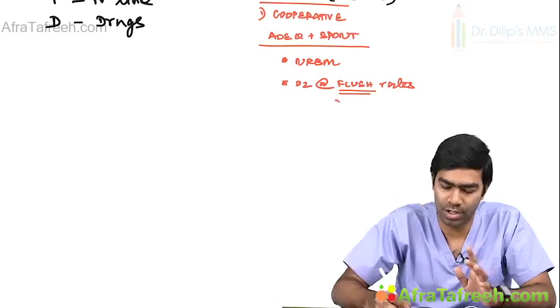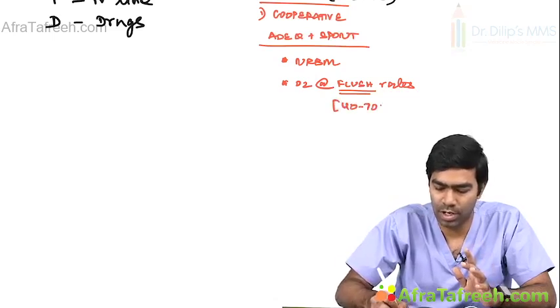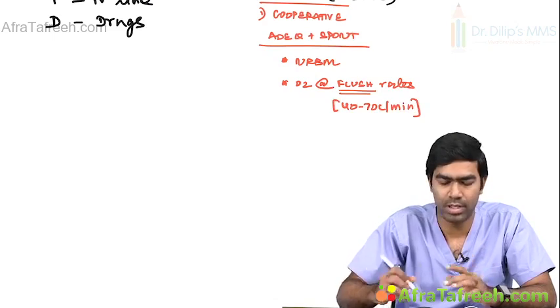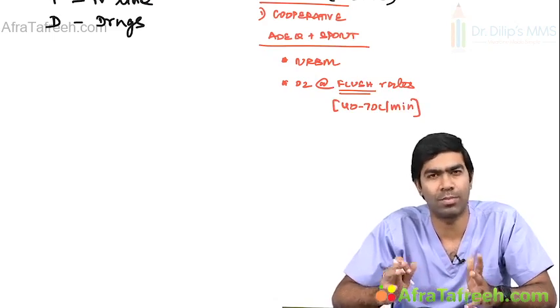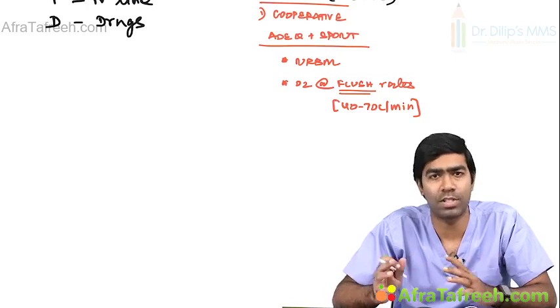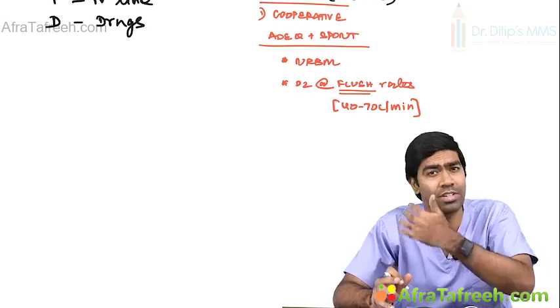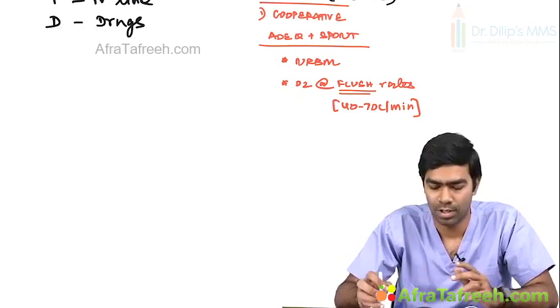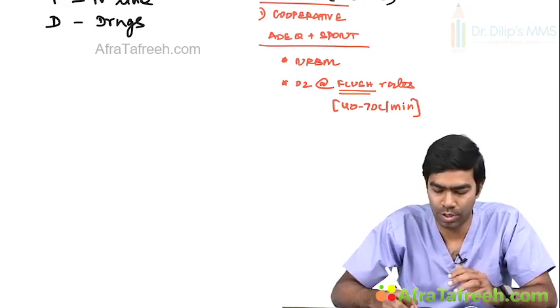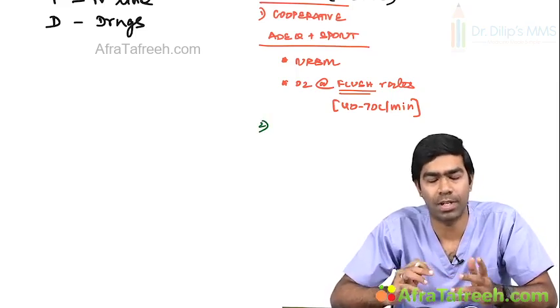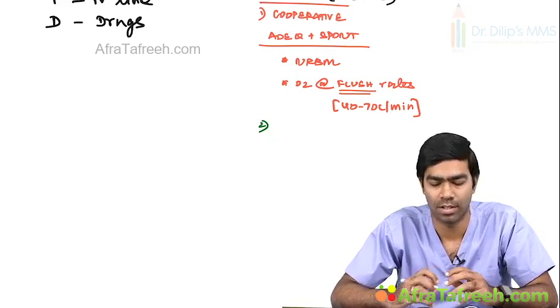So usually flush rates are approximately 40 to 70 liters per minute. These are the usual flush rates. But some hospitals give lower flush rates, and some hospitals give up to 105 liters per minute flush rate also. But this is the usual flush rate in the majority of hospitals. Okay, so this is number one. So how you are going to do it in a cooperative patient with adequate and spontaneous ventilation.